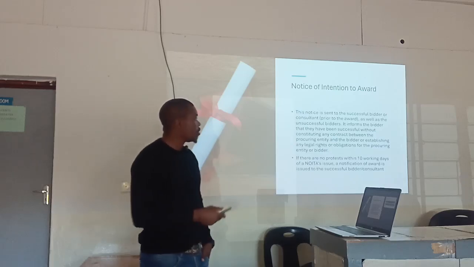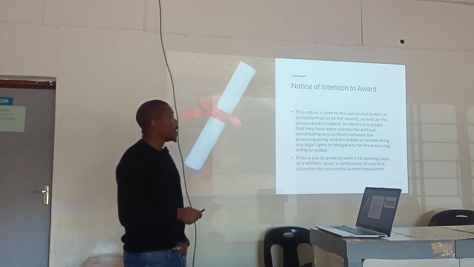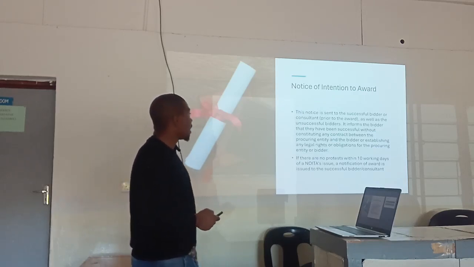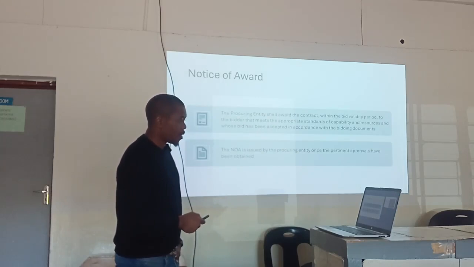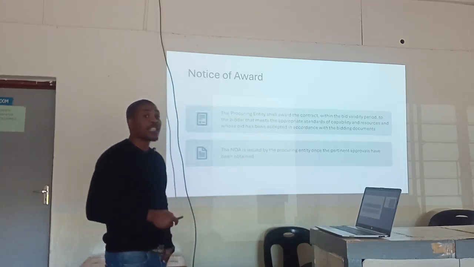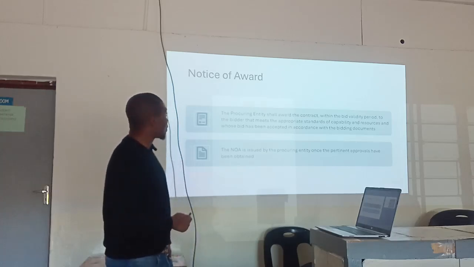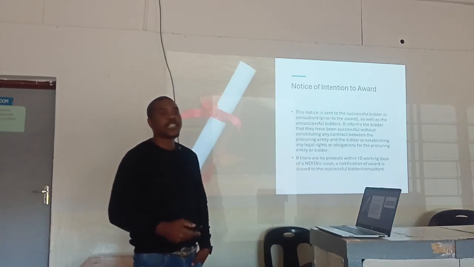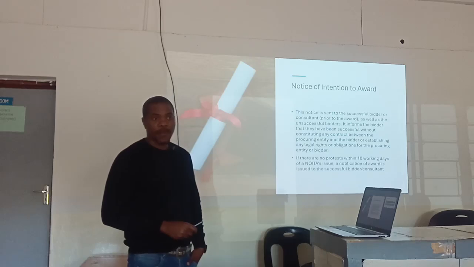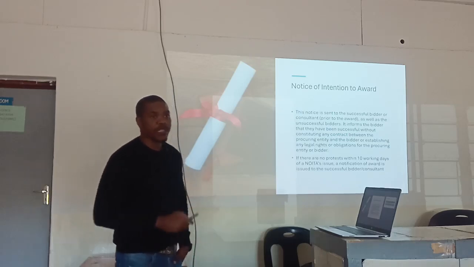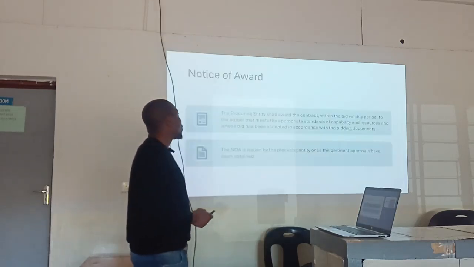If there are no protests within the stipulated days, then the procurement entity can go ahead and issue what is called a notice of award. You see the difference? There's notice of intention and notice of award. Okay. So the first one was just an intention. We are intending to give the contract to so-and-so. Okay? If you have got any problem, please come forward. After the protest period has elapsed, then they will issue a notice of award.